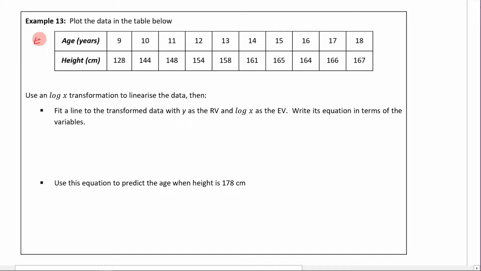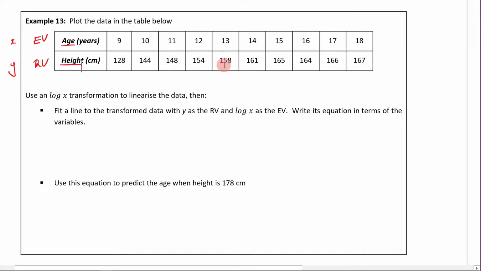Obviously, my age is my explanatory variable because it explains the height. So height is a response variable. So remember, when you're trying to figure out explanatory and response, you're asking what affects the other. So your age will affect your height. Okay, so that means my age is my X and my height is my Y.